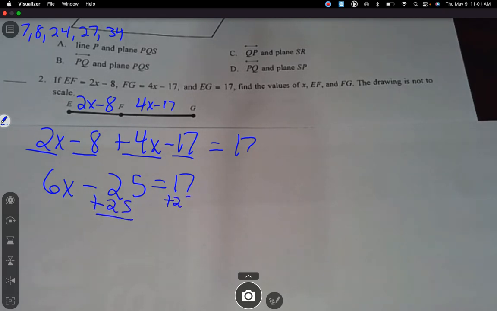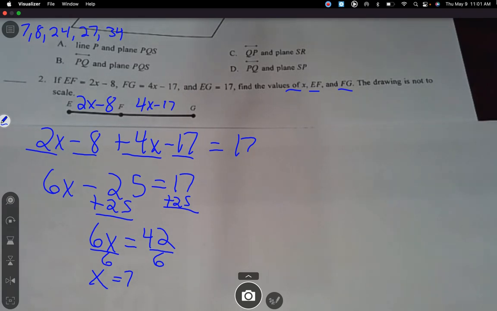Are y'all paying attention? Yes, ma'am. Okay, so 6x equals, what's that? It's 42. Then what do you do? Divide by 6, and x is 7. It does ask for x, and then it says 2 more things, EF and FG. So how would I find those? Plug it in. X is 7, so I'm just going to plug it in.